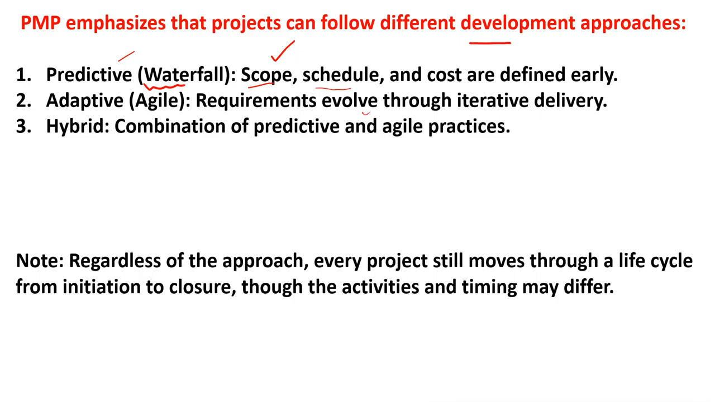What does it mean? It means the scope is not clear. As the project progresses, you get more requirements. And the third one is the combination of predictive and agile, meaning for some part of the project you use the predictive approach, and for some phases of the project you use the agile practices.